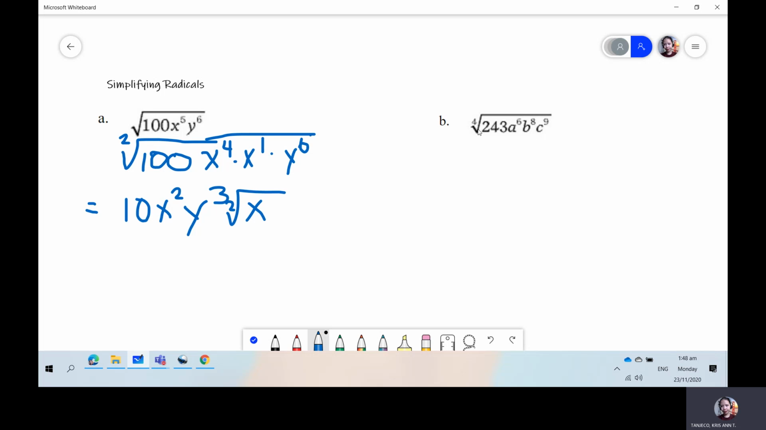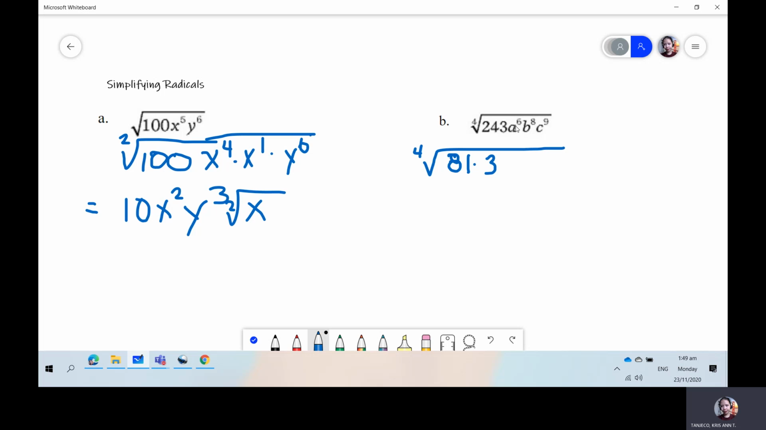Next example is that we have here the fourth root of 243, a raised to the 6, b raised to the 8, and c raised to the 9. So for us to be able to work with this one, the same as earlier, we are just going to factor out 243 in such a way that there is a fourth root of that number. So writing this as the following: the fourth root of the factors of 243, with a fourth root, will be 81 times 3.